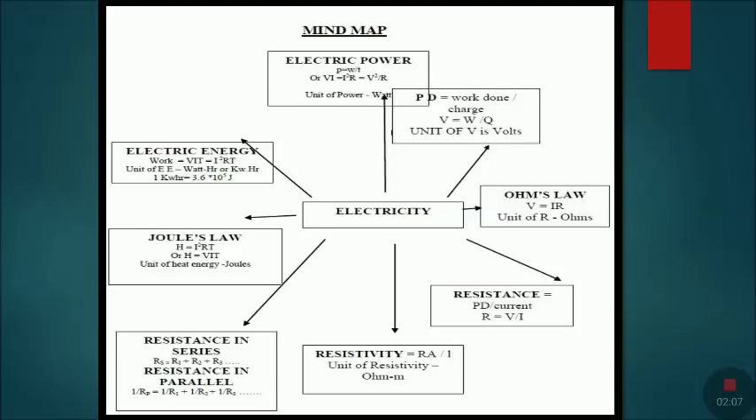Then resistance in series. How to calculate resistance in series inside a circuit diagram is by adding individual resistances in the proper order. Resistance in parallel. When two resistors are kept in parallel in the circuit diagram, then the equivalent resistance is equal to the reciprocal of the sum of the reciprocals of the individual resistances kept in parallel.